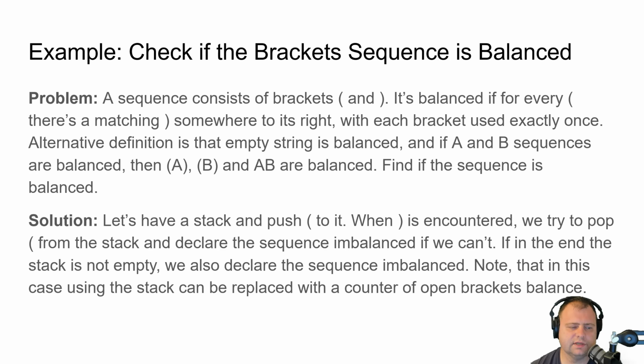So the solution would be: let's have a stack and push open parentheses to it when we encounter them. When we encounter a closed one, we try to pop an open one. If we cannot, because the stack is empty, then we declare the sequence imbalanced, because there is a closed parenthesis with no match. If at the end of the traversal the stack is not empty, we can also declare the sequence imbalanced, because there are some open parentheses which we couldn't find a match for.